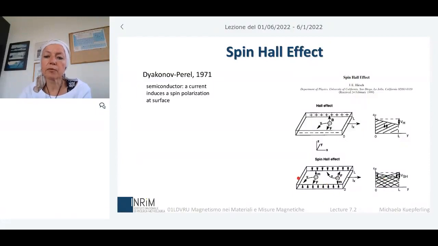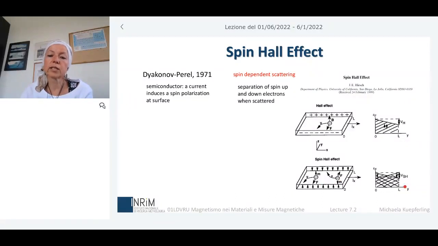But if you come with a spin polarized current, then you can measure voltage. So if your current is already spin polarized, all electrons will be deviated in one direction, and you can measure a voltage, and in this way you can measure the presence of a spin current.